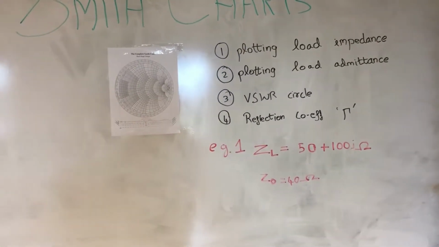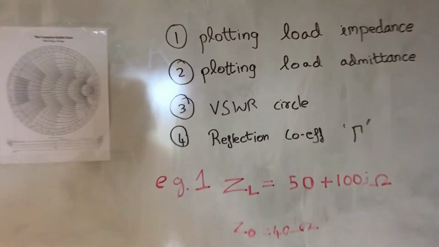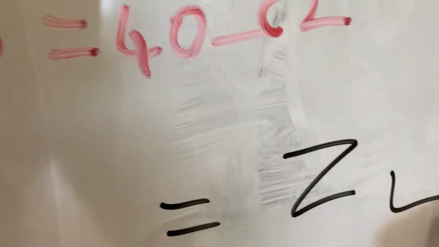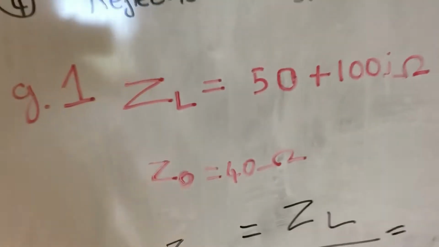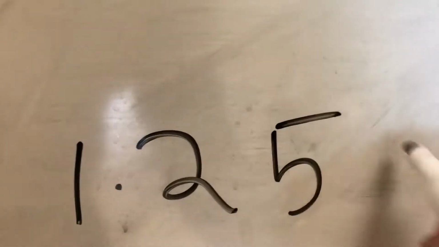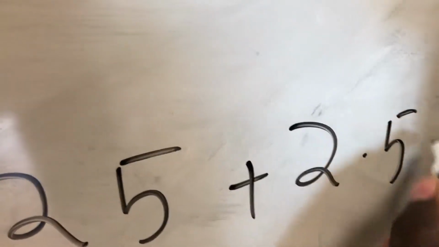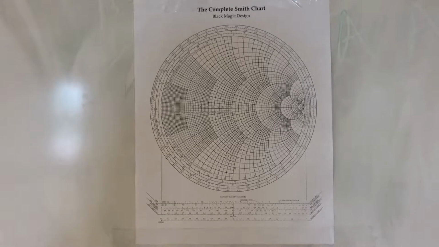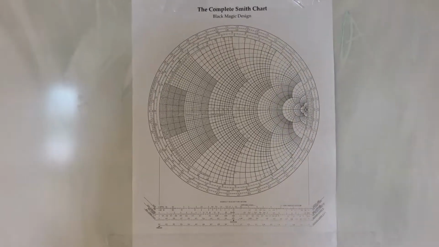Now we need the normalized impedance before we can go ahead and plot the load impedance. The normalized impedance is going to be load impedance divided by characteristic impedance, which for this case is going to give us (50 plus 100j) ohms by 40 ohms. So that's going to be 1.25 plus 2.5j. Now we have to plot 1.25 plus 2.5j in the Smith chart.